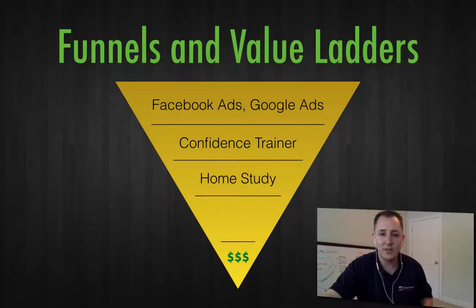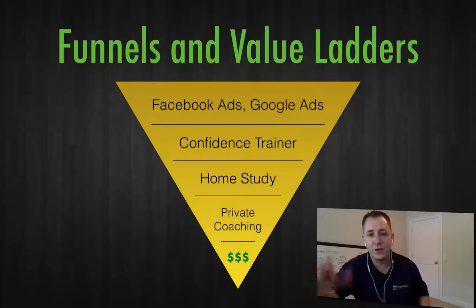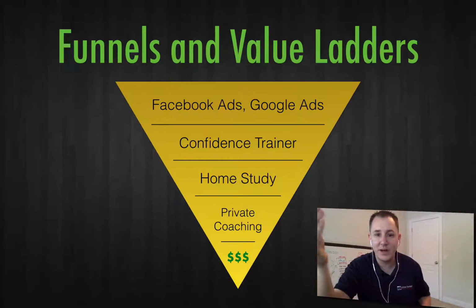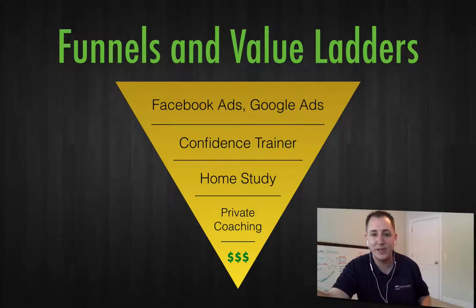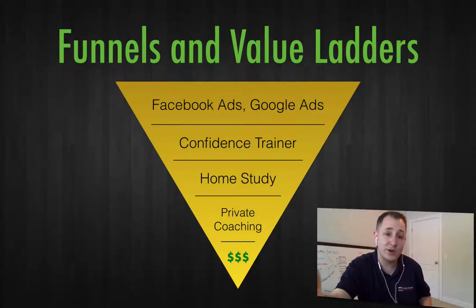So from the confidence trainer, we're going to offer them a home study course. We'll say they buy the home study course. They're really starting to get to know you. Now you can offer them the private coaching. The reason that this looks like that upside down triangle is because more people are going to be coming through the top side of this thing. You're going to be spending a lot of time, once this whole thing's created, driving people through the top side, building leads, building your authority, and then getting people into your private coaching.